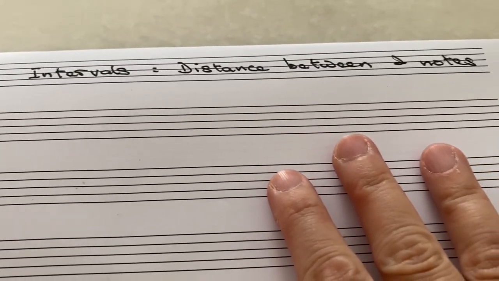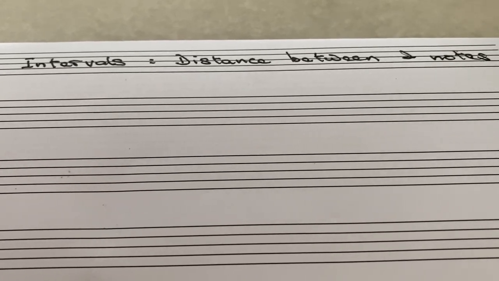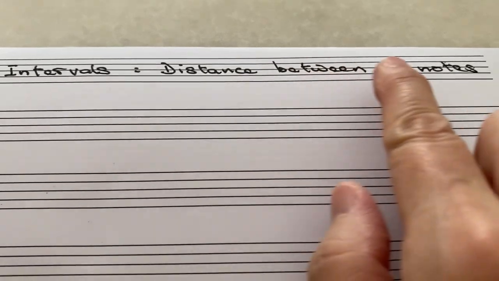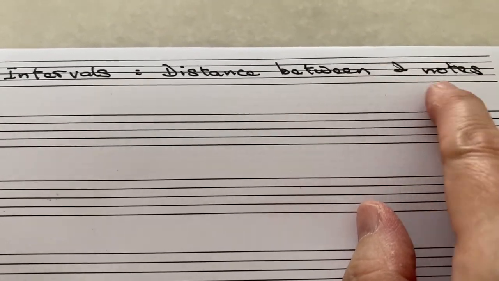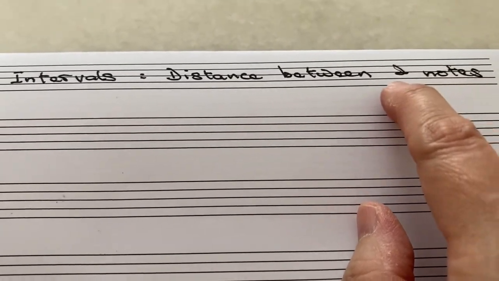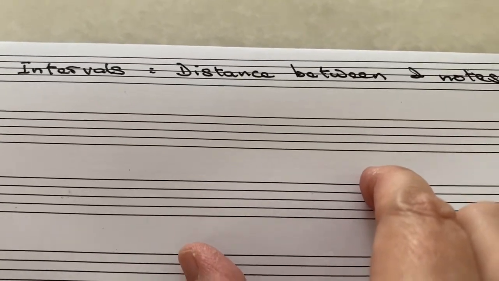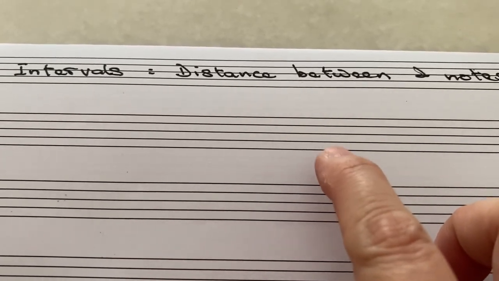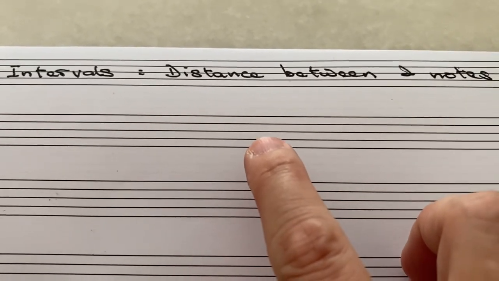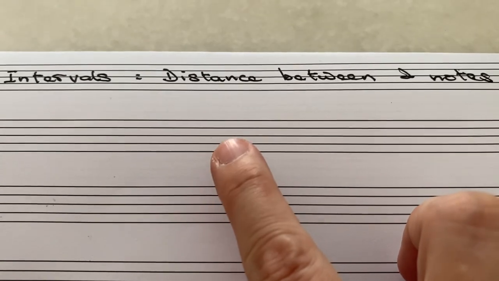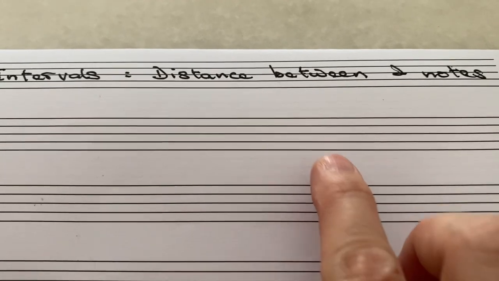Today we'll be looking at intervals. Let's begin. So what are intervals? An interval is the distance between two notes, two music notes. It's the distance of two pitches, so it's a measurement, and we learn it in theory. Each answer is made up of two components: a number and the quality of the interval.